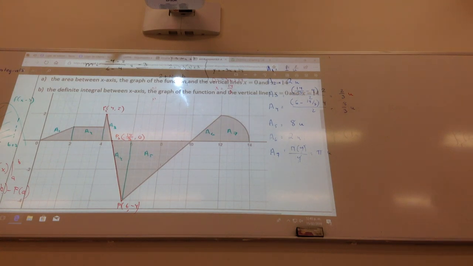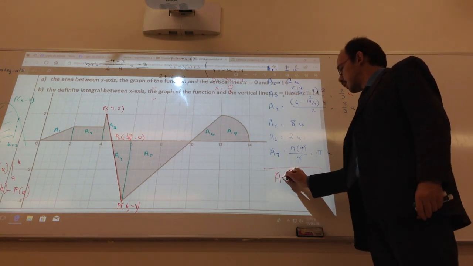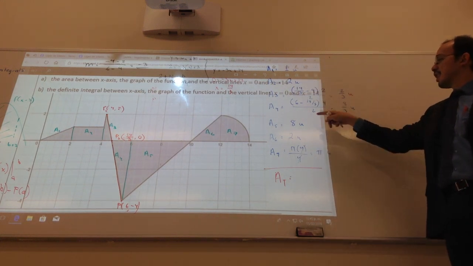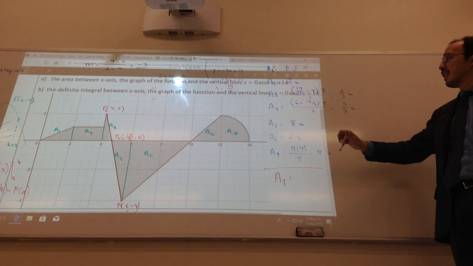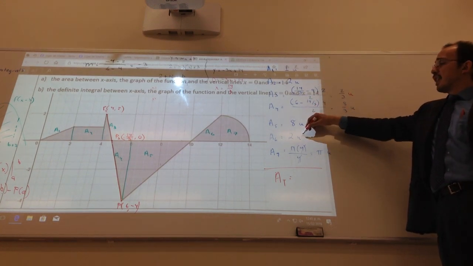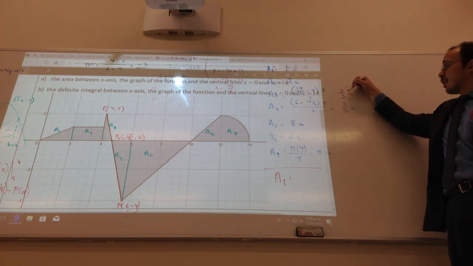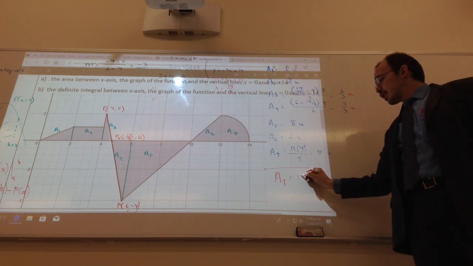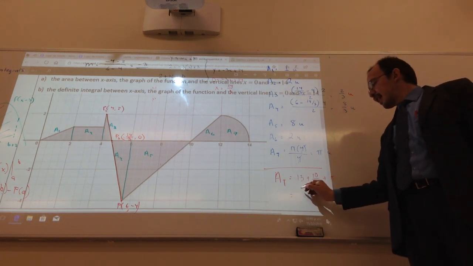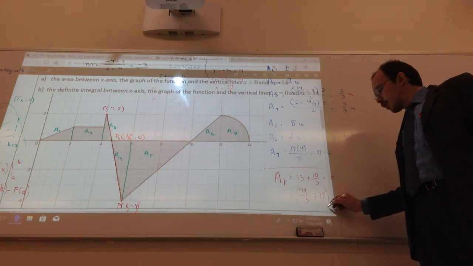Fine. So what's the total area? You need to add this plus this plus this plus this plus this plus this plus this one. 1 plus 2, 3. Plus 10, 13. Plus 10 thirds. So 13 plus 10 thirds plus 5. Simplify that, it will be 49 thirds plus 5 units.